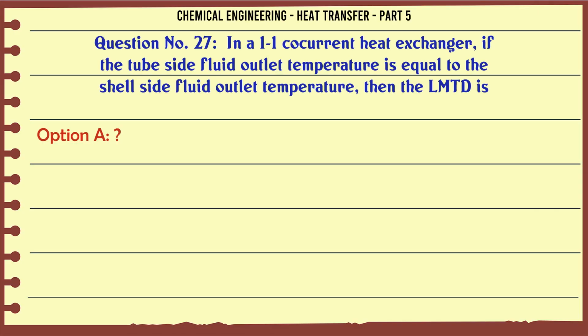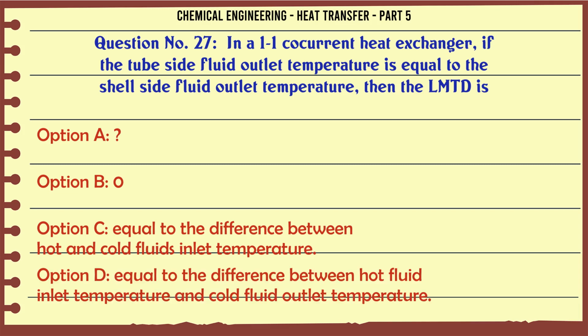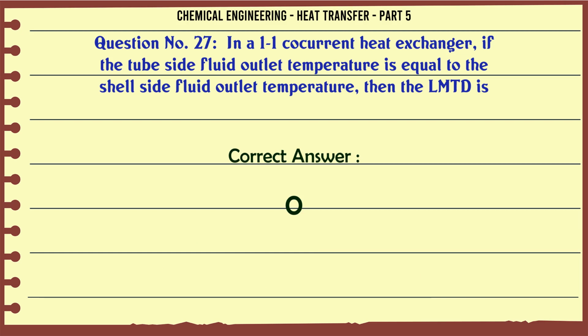In a 1-1 co-current heat exchanger, if the tube side fluid outlet temperature is equal to the shell side fluid outlet temperature, then the LMTD is: A. ___, B. 0, C. equal to the difference between hot and cold fluids inlet temperature, D. equal to the difference between hot fluid inlet temperature and cold fluid outlet temperature. The correct answer is 0.